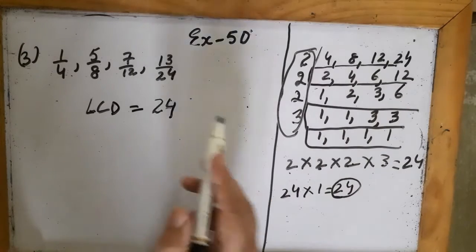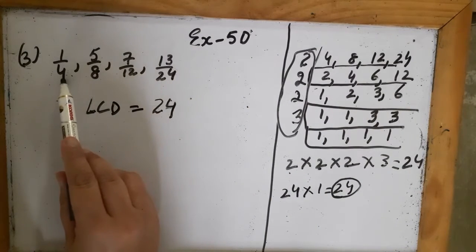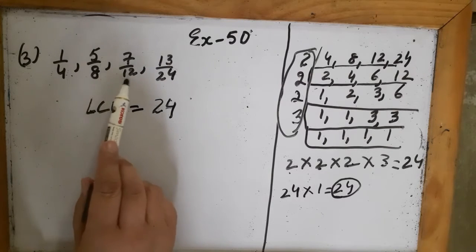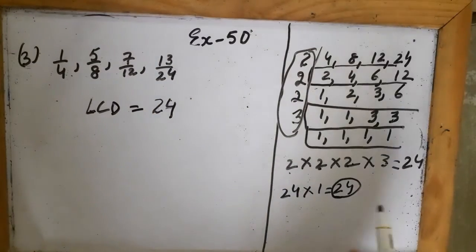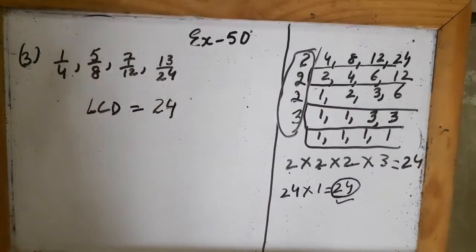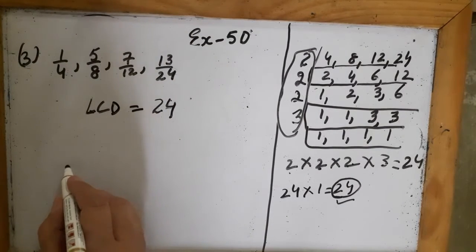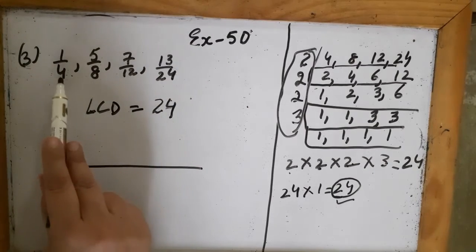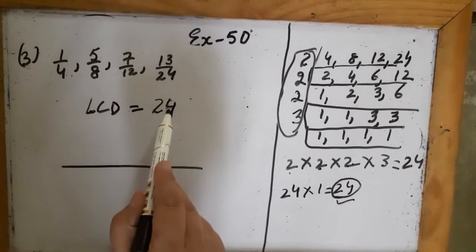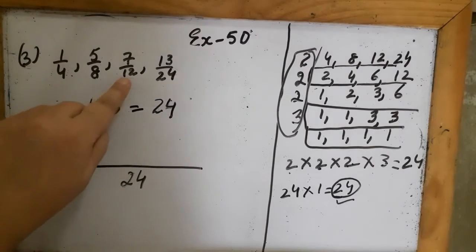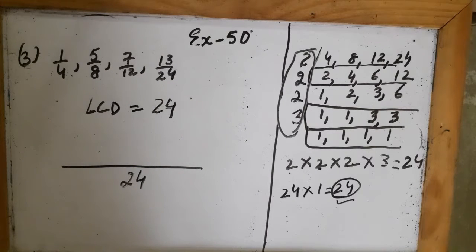Now look at this 24. Do you get 24 in other tables, like the 4 table? Yes. 4 6s are 24, 8 3s are 24, 12 2s are 24. It means this 24 only will be my least common denominator. So now all these fractions will have the common denominator, which is 24. Now if I have changed the denominators of all these fractions, it means I have to change the numerators also, so that I get equivalent fractions.